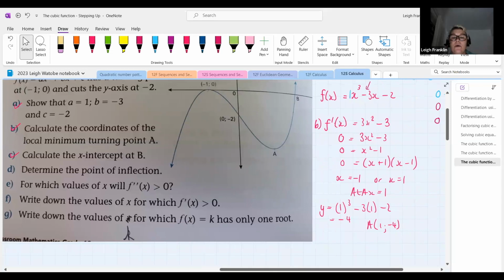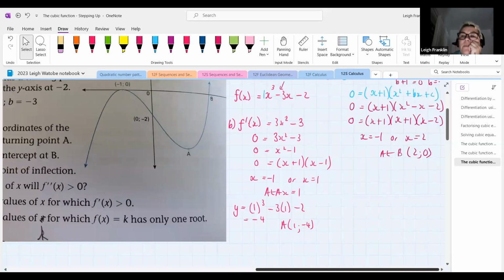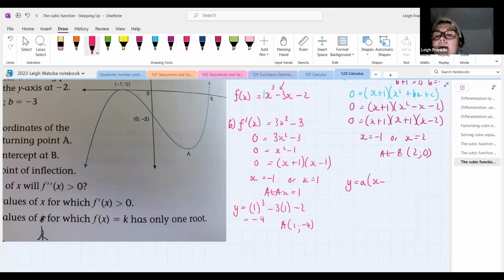Yes, Kamogelo. Ma'am, with this one, can we still use the equation of y equals a into x minus x1 into x minus x2 squared? Yes, absolutely. Let me just check that quickly before I say yes. Can you use y equals a times x minus x1 times x minus x2 squared? Let's just check. You've got y equals a, which we already know is 1. X minus the x at b, and then here you've got x plus 1 squared. We also know the coordinates at the y-intercept, so we could use that. So we could say negative 2 equals 1, 0 minus xb. Yes, it will work.